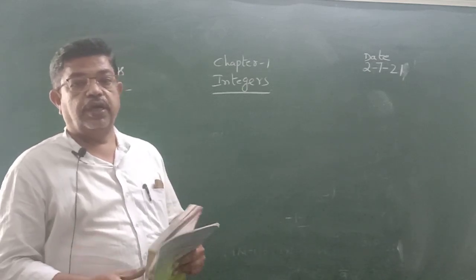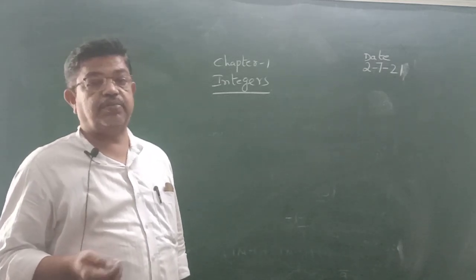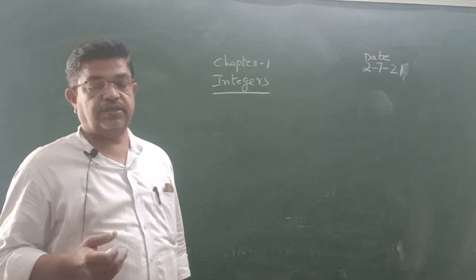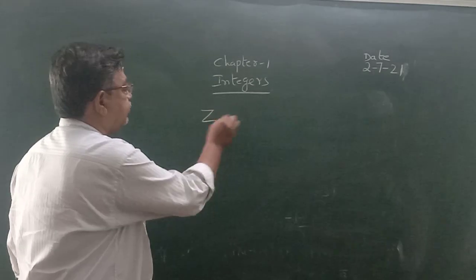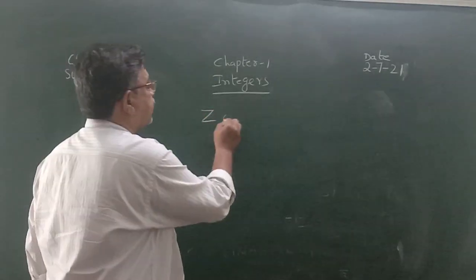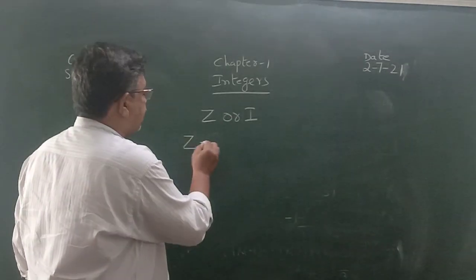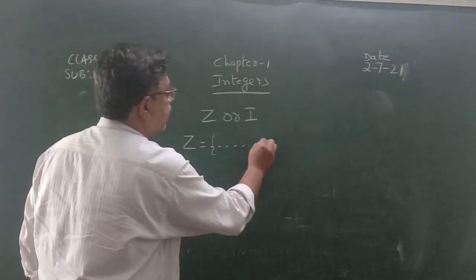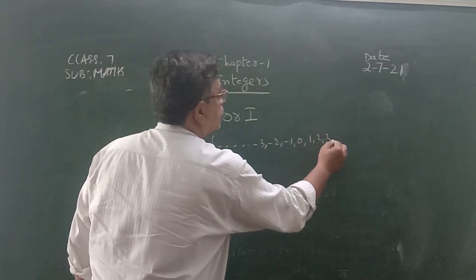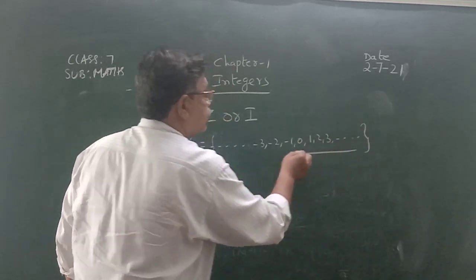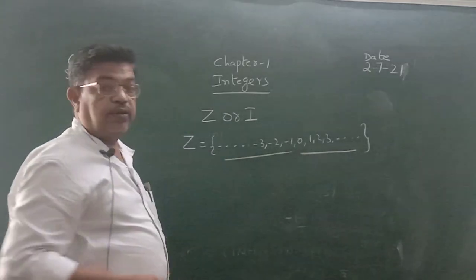You know, integers are those numbers, whole numbers including negative numbers, called integers. Integers are denoted by either capital Z or I. What are integers? Z is equal to ..., -3, -2, -1, 0, 1, 2, 3 and so on. 0, 1, 2, 3 and so on are whole numbers. They are including negative numbers.